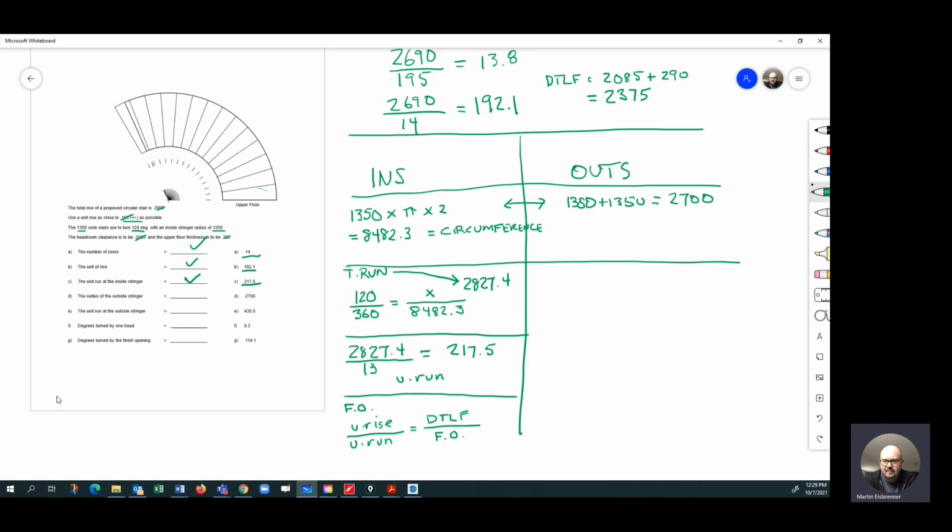And the reason I comment on that is I've had students tell me about an IP exam question where you get the run of the stairs and you're supposed to calculate unit run from that. So they give you the run of the stairs.